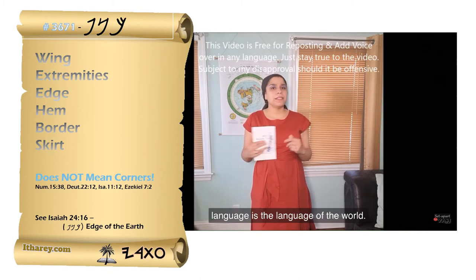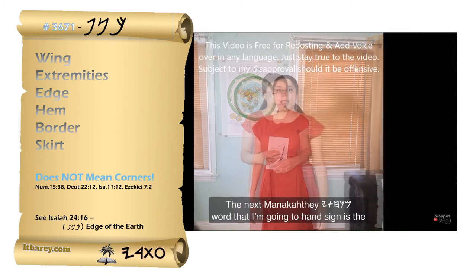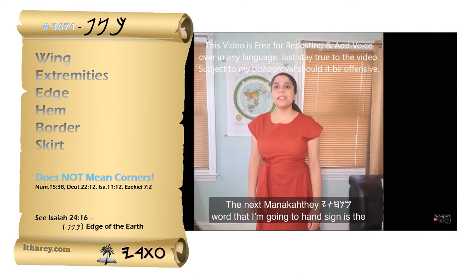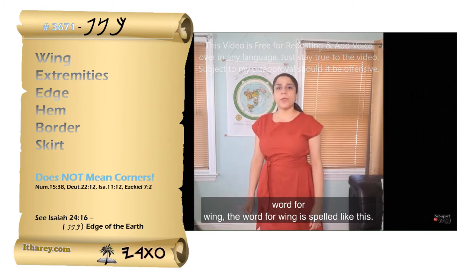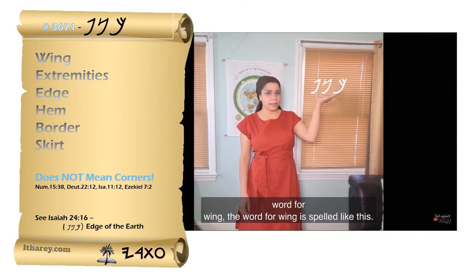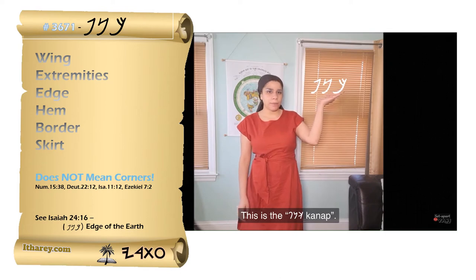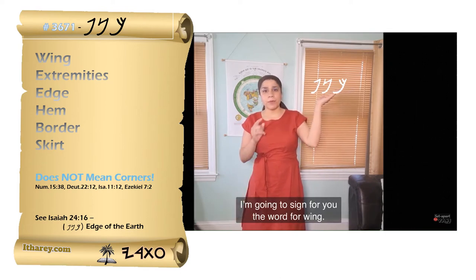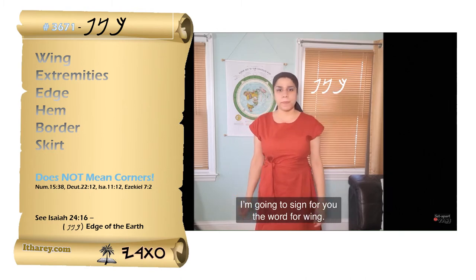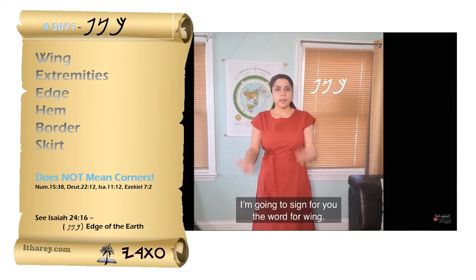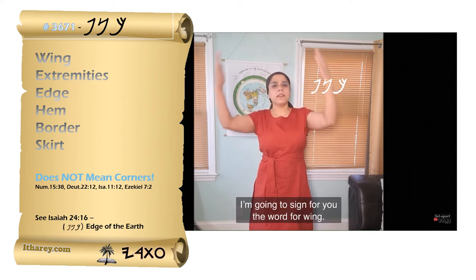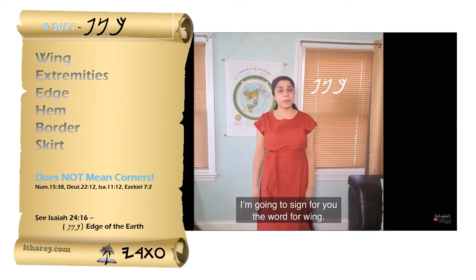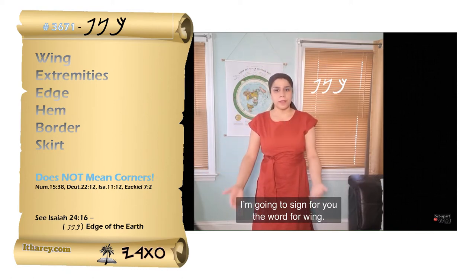Manakahthey language is the language of the world. The next Manakahthey word that I'm going to hand sign is the word wing. The word wing is spelled like this. This is the kanap. The word wing also communicates extremity. I'm going to sign for you the word wing. Ka. Na. I'm going to do it again. Ka.